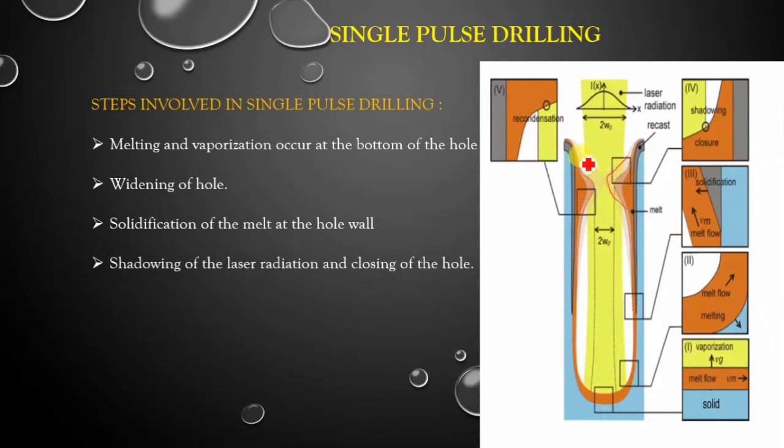Shadowing of laser radiation and closing the hole. That is, the plume will close the cavity hole so that the laser beam will not enter into the cavity, that is the hole. Then recondensation occurs on the surface of the hole and then the laser beam is allowed into that hole. This diagram clearly explains these 5 steps.